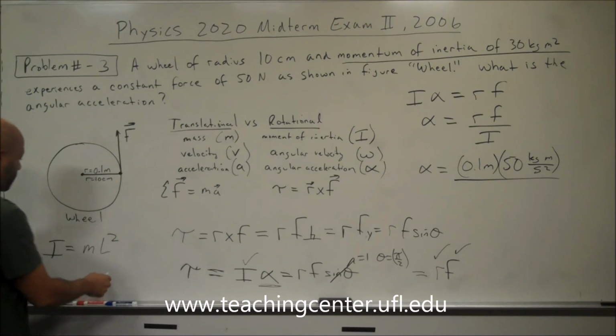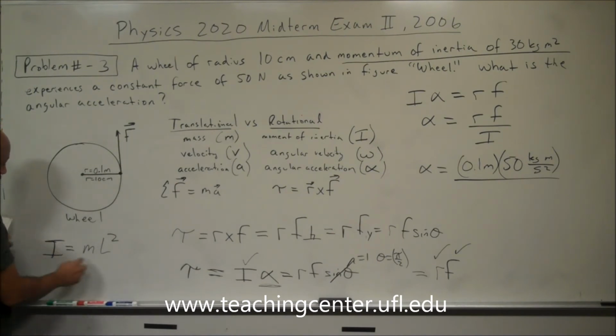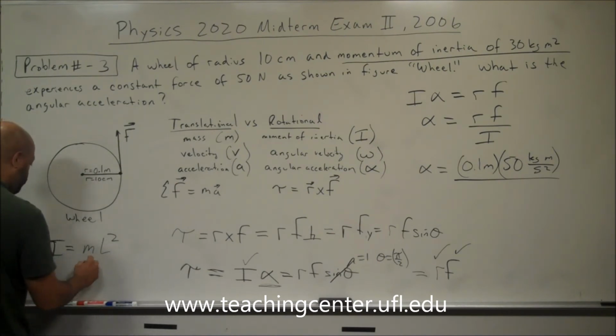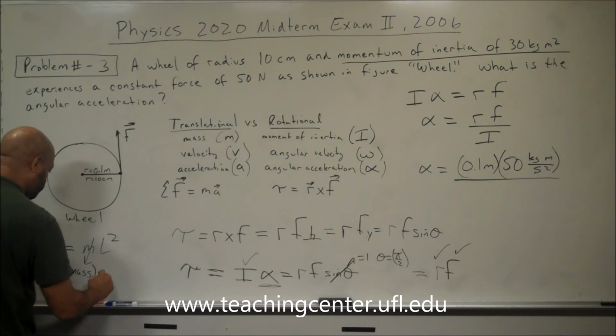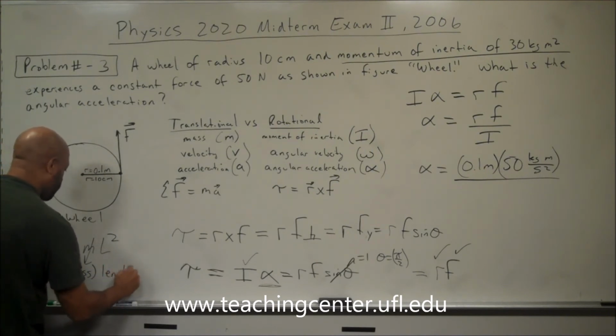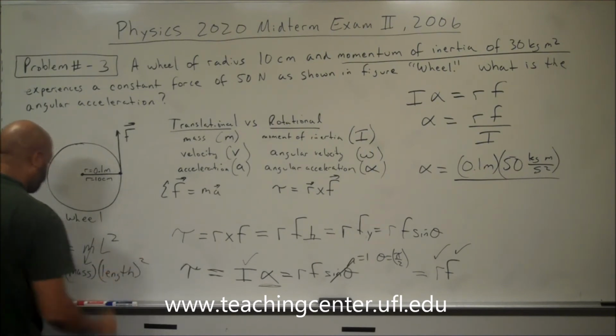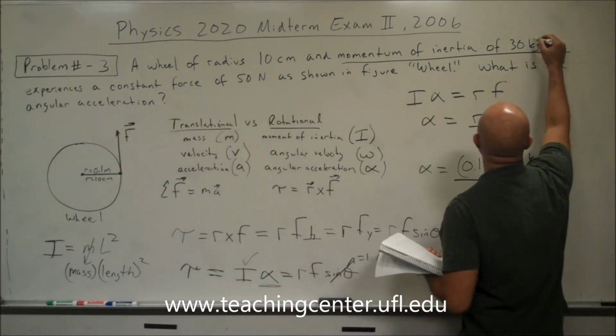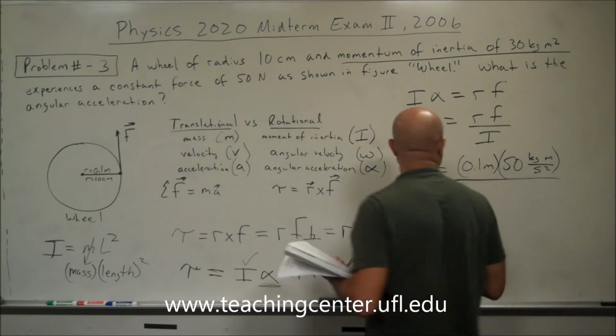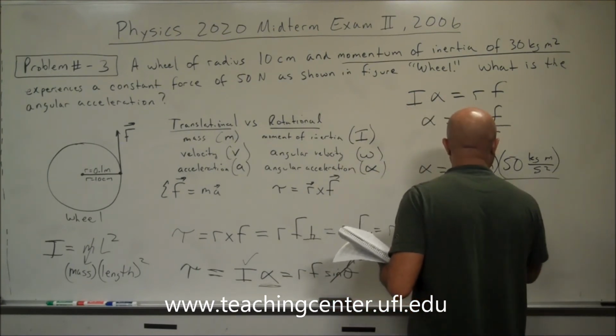And so, in a general case, the moment of inertia is basically your mass, multiplied by a length squared. Okay, and as you can see, the moment of inertia given in this problem is a mass times a length squared. And so that's given, so we can use that.